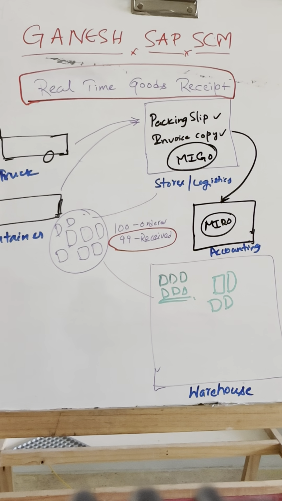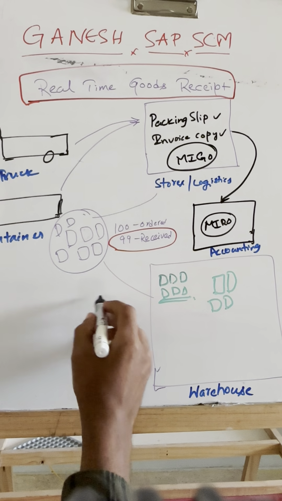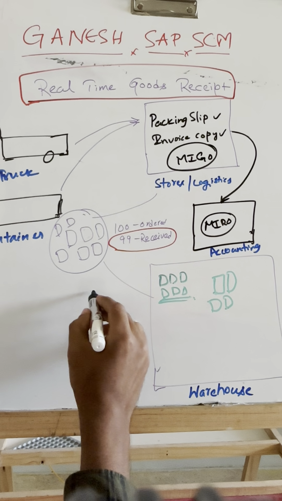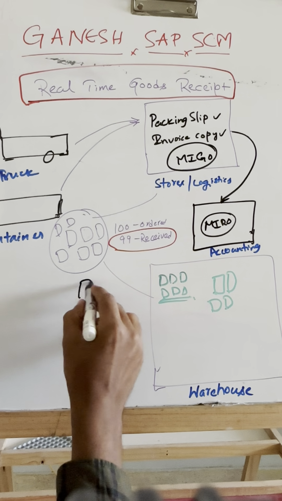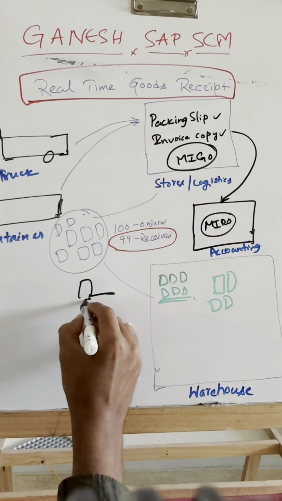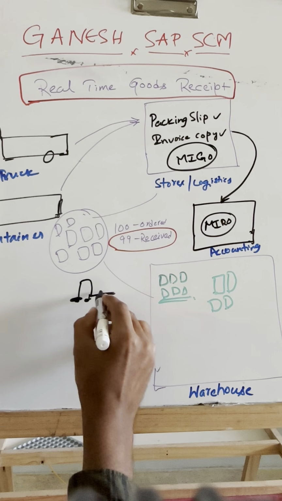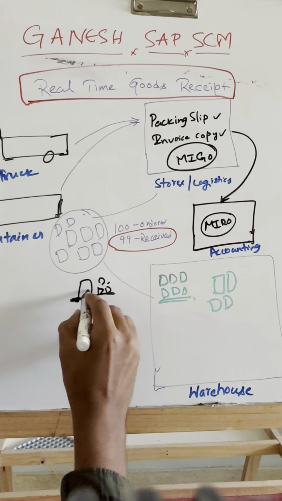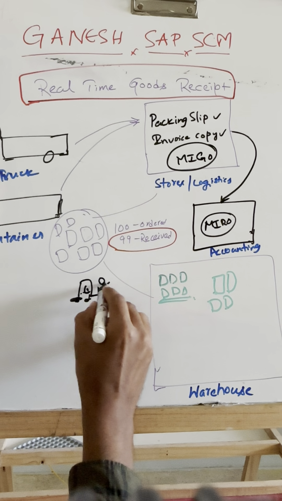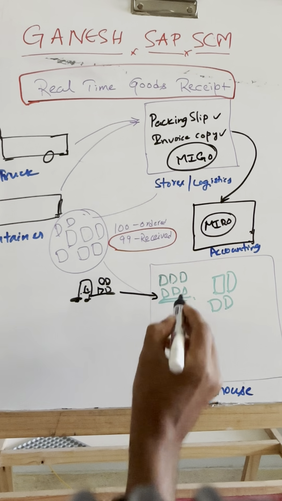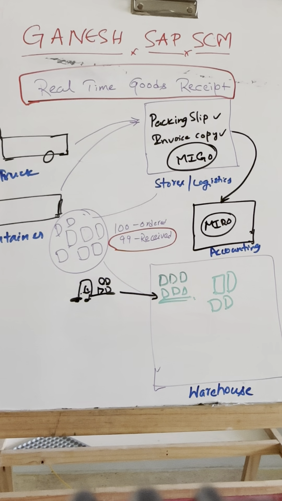Either they will use a container, or else they will just move by truck. The forklift will be there, and a person will be there. The forklift can carry the goods and keep them here. This is the way stock will be received in the warehouse.